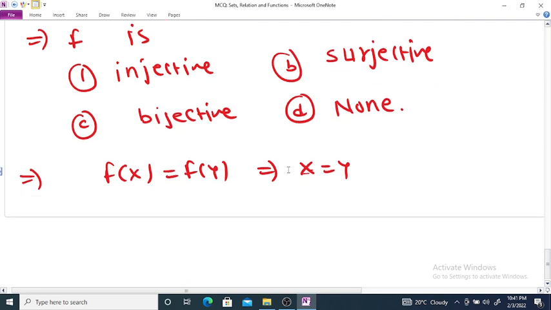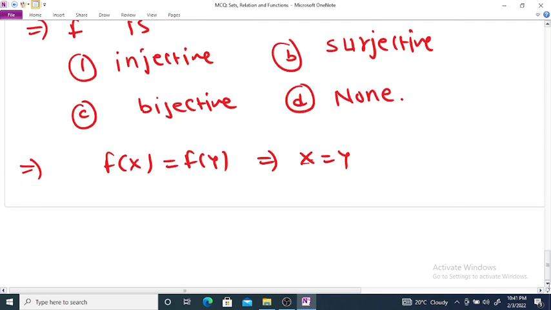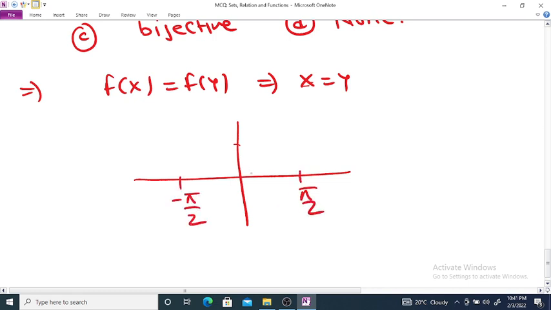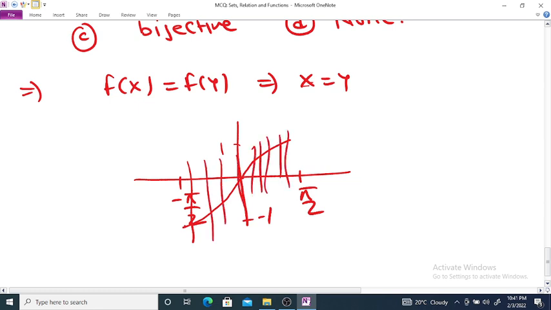So now if we draw the graph of the given function between minus pi by 2 to plus pi by 2, the graph of sin x is this, where here it is 1 and here it is minus 1. If we draw a horizontal line here, it intersects the given graph at only one point, and therefore f of x is equal to f of y implies x is equal to y, or f of x is not equal to f of y, then x is not equal to y, condition satisfied.